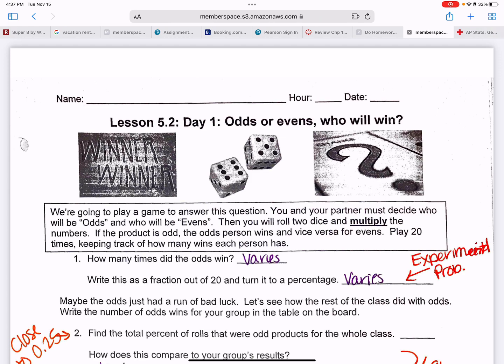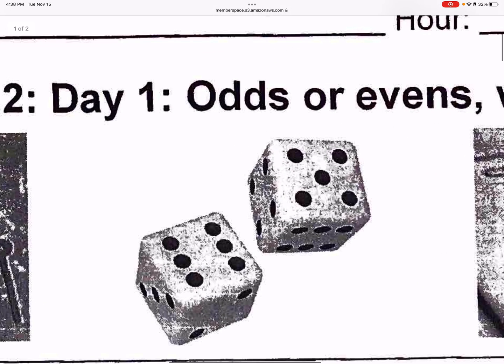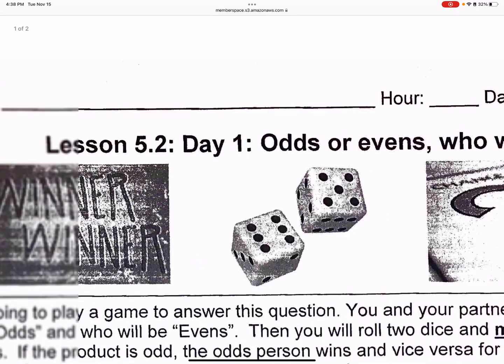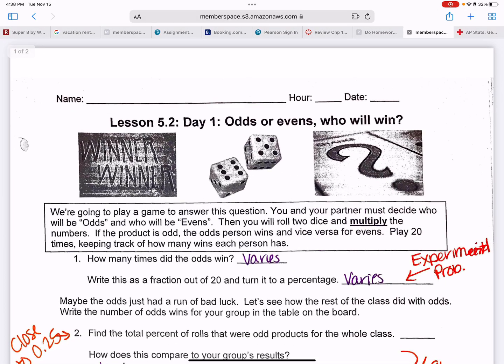We took two dice and we rolled them. And then we see if we got a 6 and a 5, and then we multiplied them. 6 times 5 is 30, so evens win. We played 20 different times, and then we found a percentage to see who won.